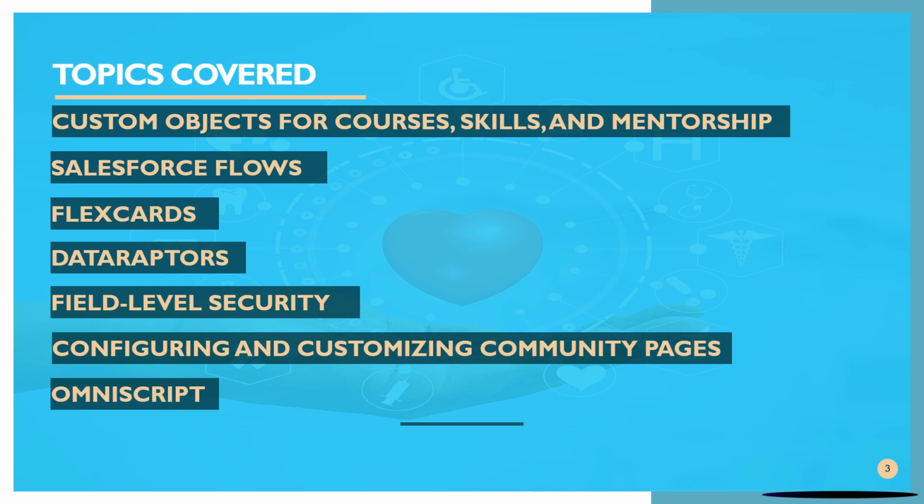So here we are going to discuss the features of Salesforce which we are going to utilize in building our application, which are custom object, Salesforce flows for some of our automation inside the application. Apart from that, we are going to use the important features of OmniStudio, which are flex cards, data raptors, Omni scripts, and field level security, which has been used in our application. We are also going to use configuring and customizing community pages. Community is also known as Experience Cloud inside Salesforce as of now.